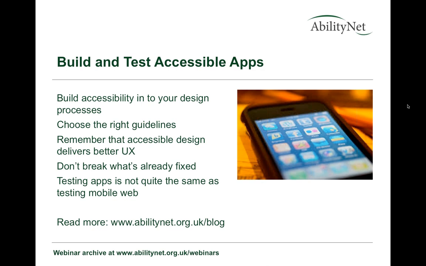Don't break what's already fixed. There are features built into all the devices which could be used for accessibility purposes. Don't switch them off. Don't overlook them just because you don't use them yourself, and do include them in your testing, which is the final point there. It's similar but not the same as testing for mobile web, and there may be particular things you need to test differently to make a successful app and check that it's accessible.